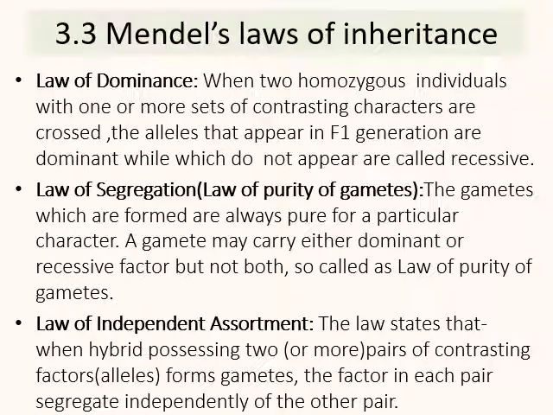So we have already studied monohybrid and dihybrid cross. On the basis of this, different laws are there. Law of dominance: when 2 homozygous individuals with 1 or more sets of contrasting characters are crossed, the alleles that appear in F1 generation are dominant, while those which do not appear are called recessive.